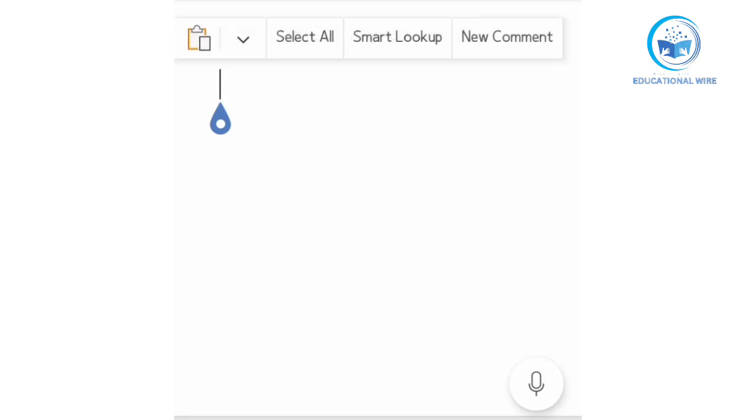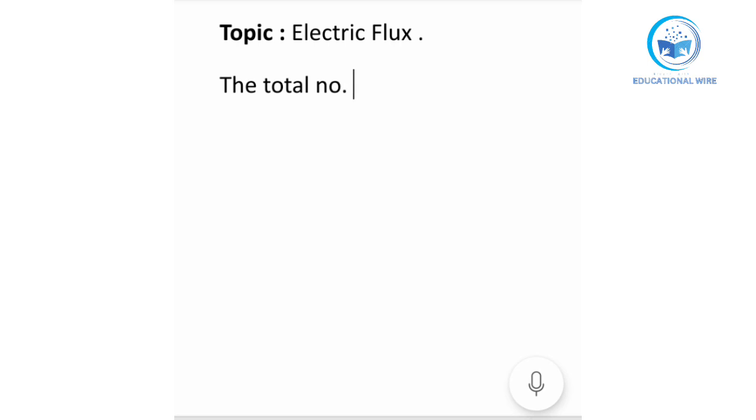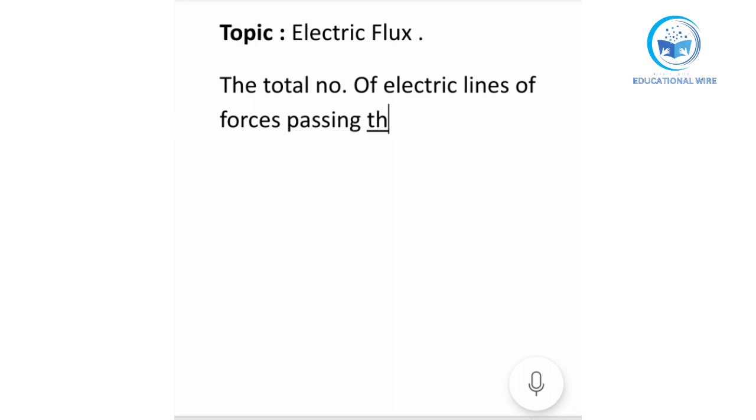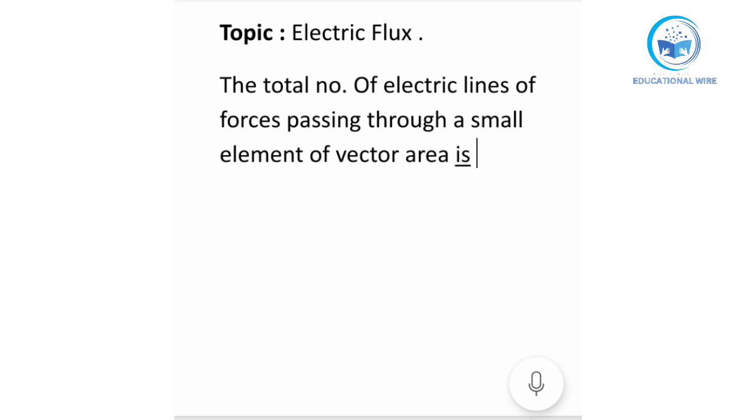So let's start writing a definition of it: the total number of electric lines of forces passing through a small element of vector area is called electric flux. In other words, we can say that the dot product of electric intensity and a small element of vector area, or a patch, meaning taking out a patch from that one area, is called electric flux.